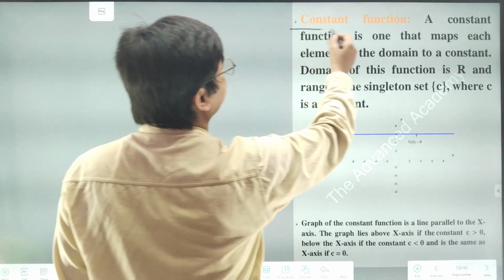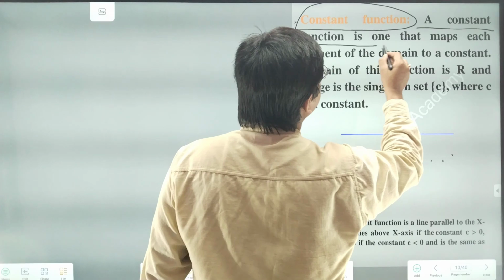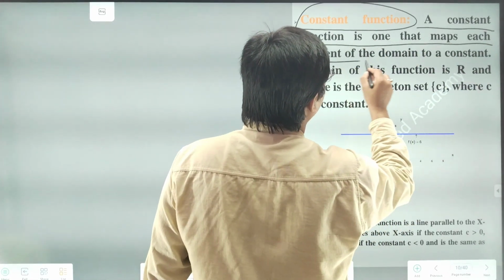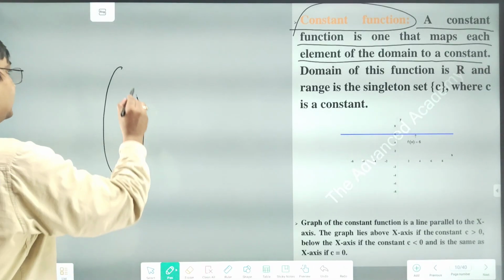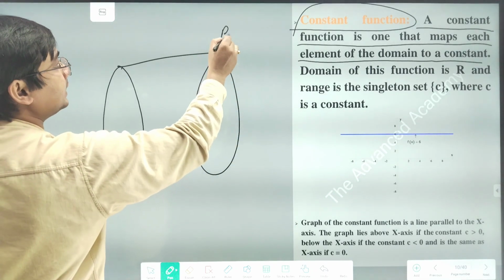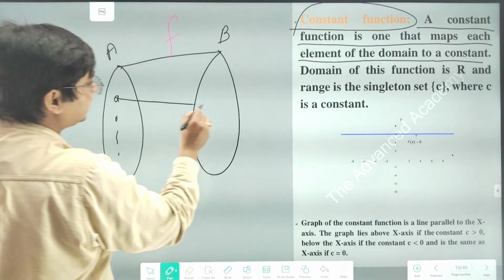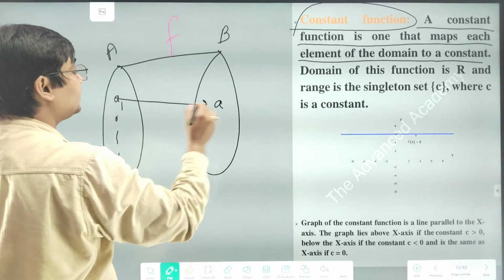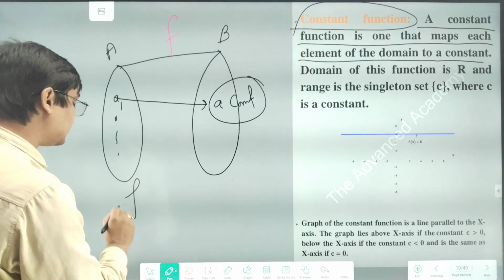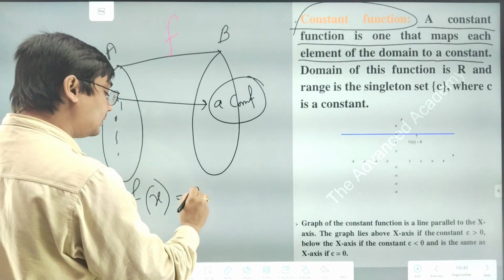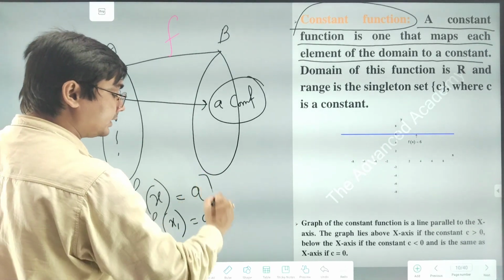So here you see the constant function. The constant function is one that maps each element of the domain to a constant. That means, take a function, suppose from A to B, take a function f. Put anything in here, it always gives a constant number. Whatever you put, it will give a constant. That means suppose you put x inside f, it gives a. Put x1 inside f, it still gives a. Put anything.